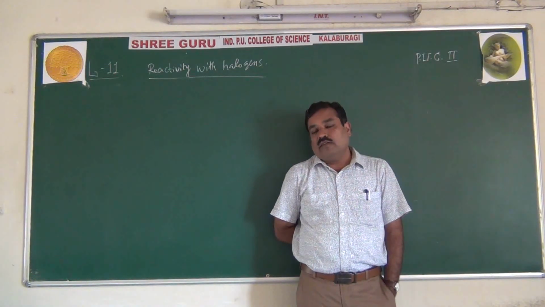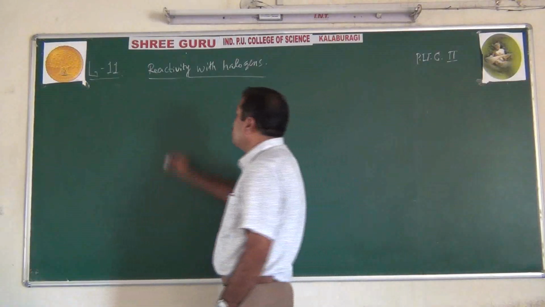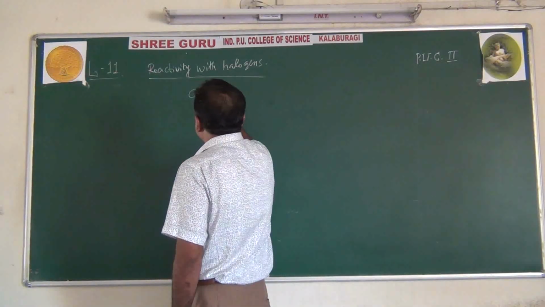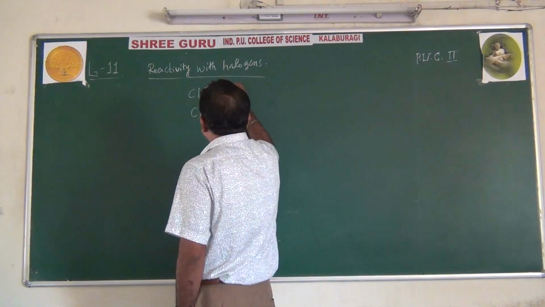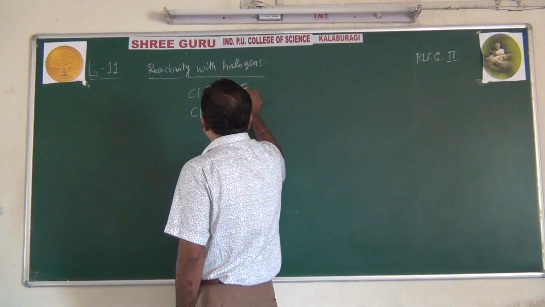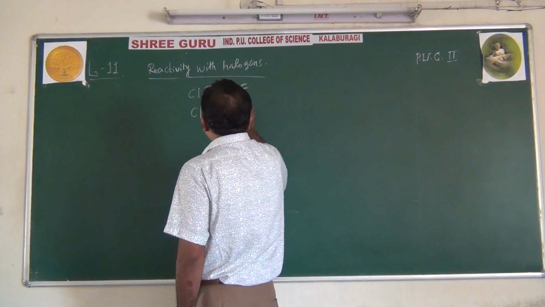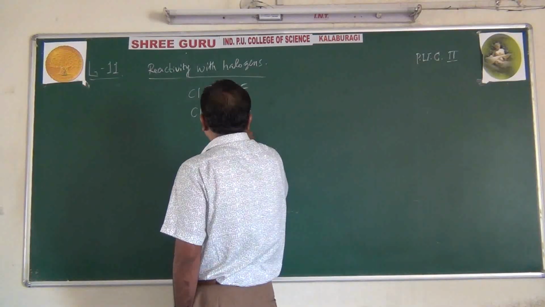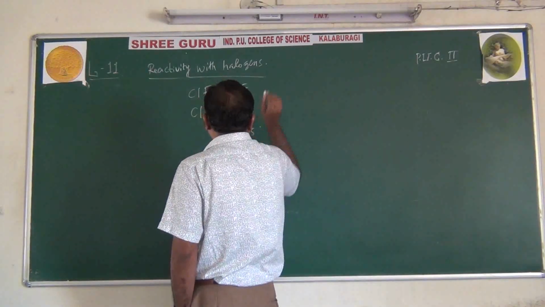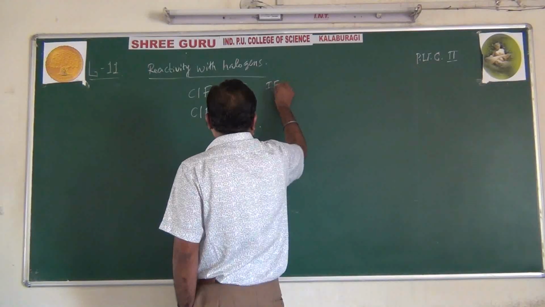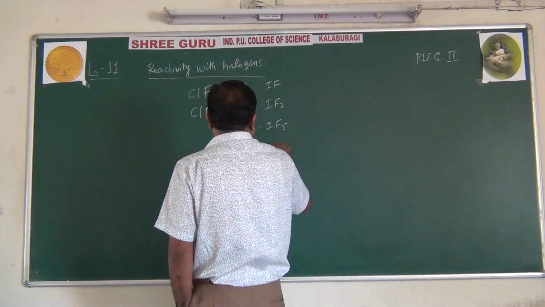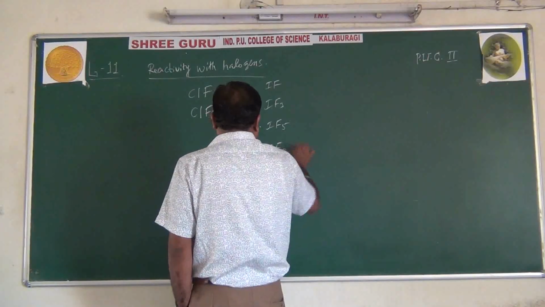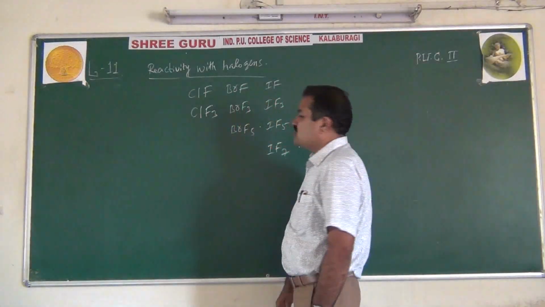That means chlorine forms chlorine monofluoride, chlorine trifluoride. And bromine forms BrF3, BrF5. Iodine can form IF3, IF5, IF7. These are called interhalogen compounds.